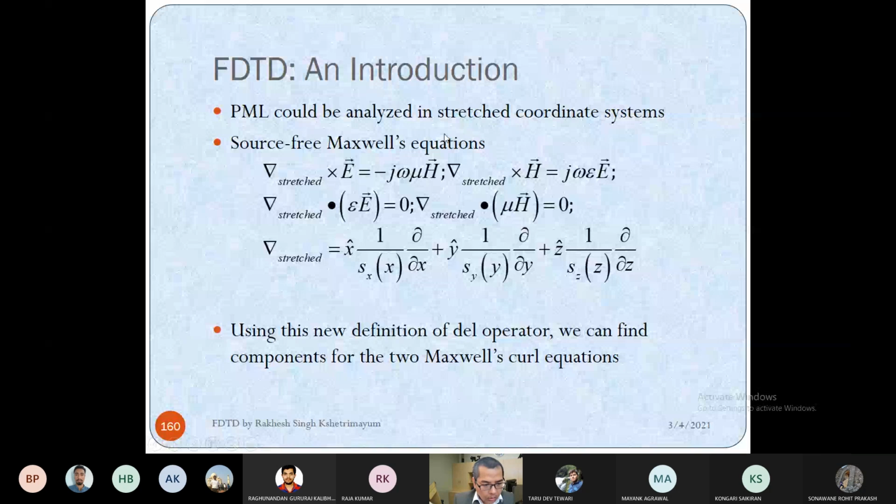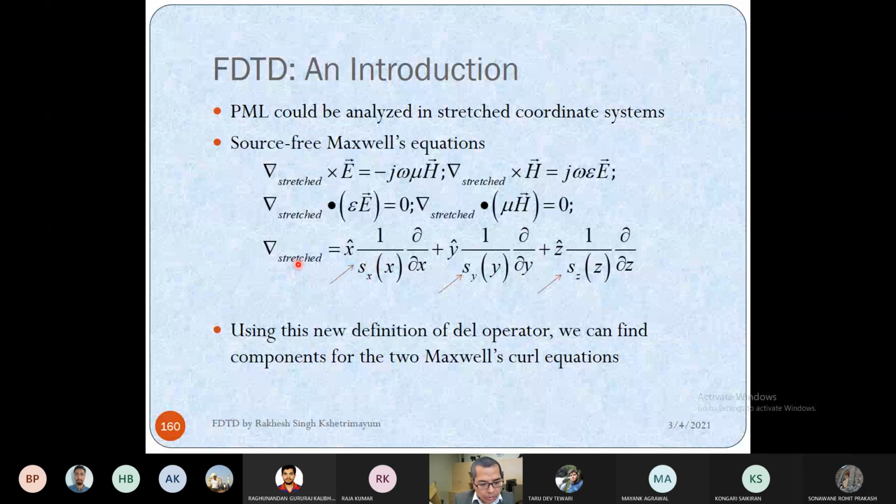So let's start with the new PML, discussion on new PML. PML was actually analyzed using the stress coordinate system. We have defined a stress coordinate system for the PML layer, and del for the stress coordinate system will have extra terms here, which are called scale factors Sx, Sy, and Sz.